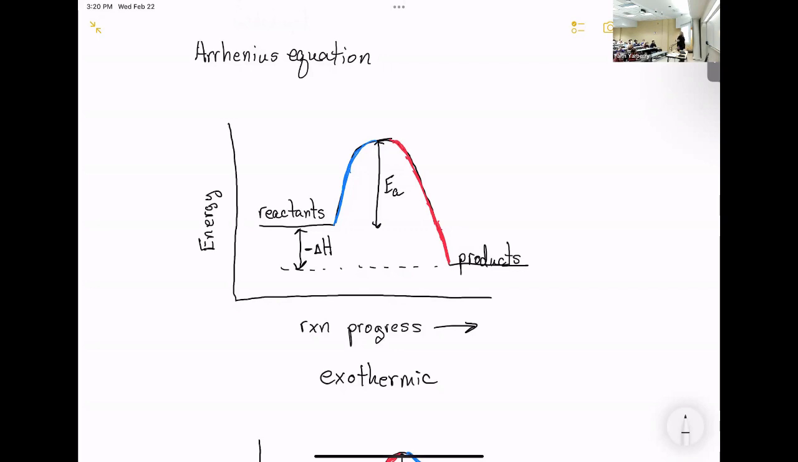Now it's easier than it would be to go in the reverse direction, because if it were going in the reverse direction, it would have a nasty energy of activation to deal with. But even though it's exothermic, it doesn't mean it's easy because it has to overcome that energy of activation. That's where a catalyst can come in.